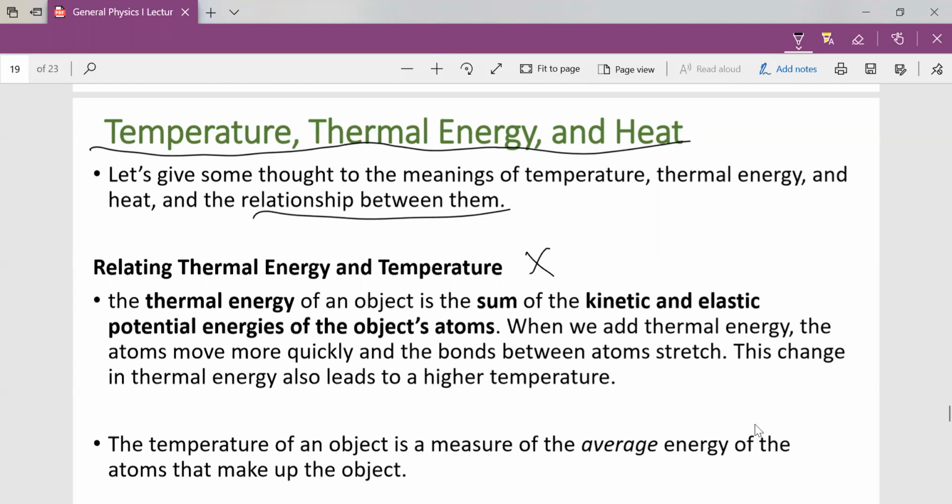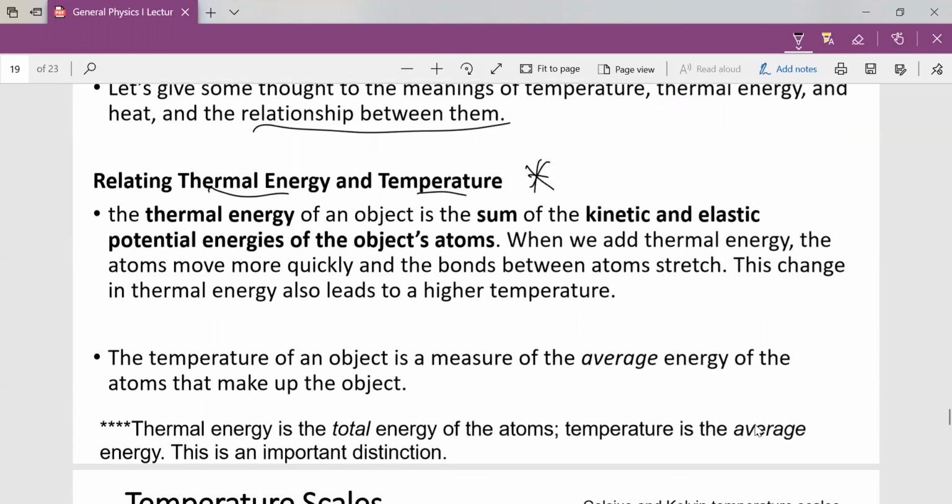So we start with thermal energy and temperature. Thermal energy, as we've seen before when we looked at energy for friction and all that, is actually the sum of kinetic energy and elastic potential energy of an object.